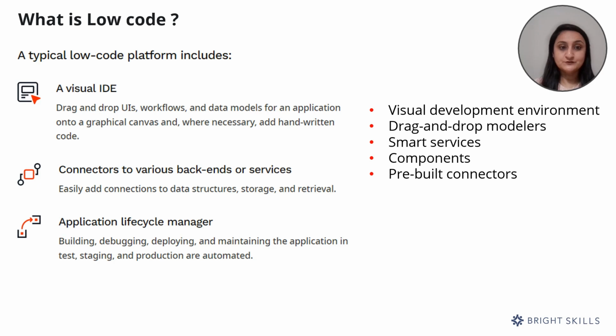A typical low code platform includes a visual IDE, which gives you the capability to design the UI by using drag and drop models, the workflow, and the data models for an application in a graphical canvas. The second is connectors to various backends or services. You can easily add connections to data structures, storage, and retrieval. The third capability is the application lifecycle manager, which is used to deploy the application in various environments.